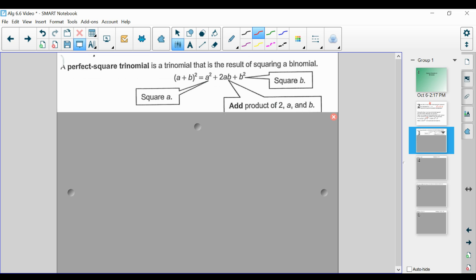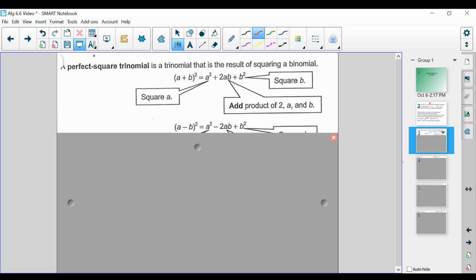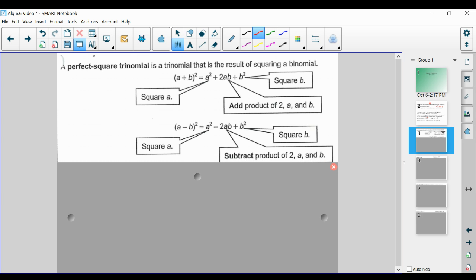We have a plus b. Now we also have a special scenario where we have a minus b, and it's very, very similar. It's going to end up being a squared minus 2ab plus b squared. And again, we're going to square a.